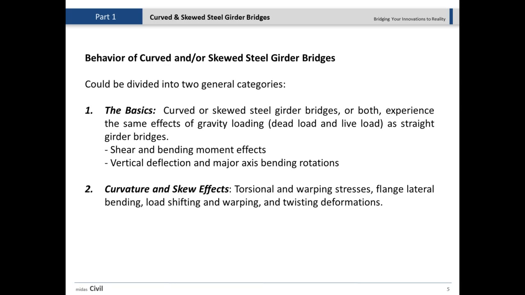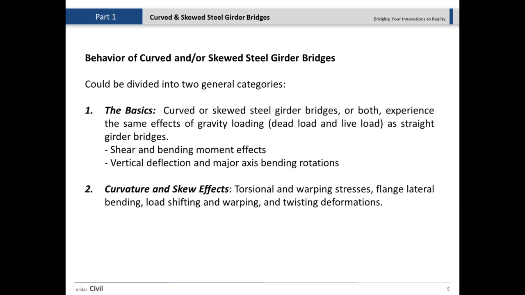Okay, so behavior of curved and/or skewed steel girder bridges. Let's see what makes these different from the straight steel girders. The behavior of curved or skewed bridges can be generated in 2 main categories: one is the basic behavior, and the other is the curvature and skew effect. The basic behavior is common with straight bridges, with shear and bending moment effects, and also vertical deflection and major axis bending rotation.